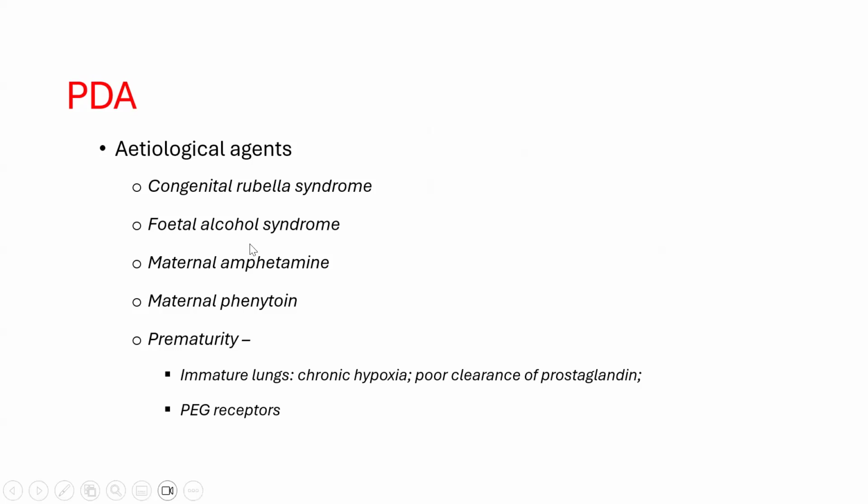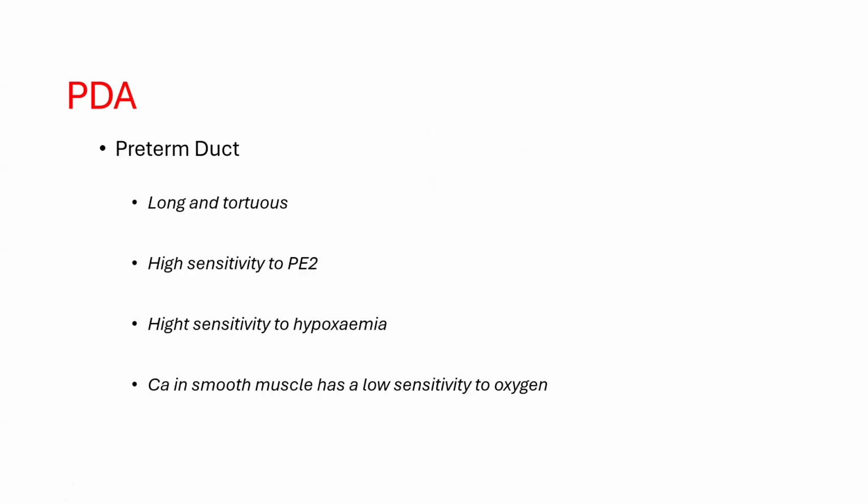So PDAs are commonly associated with congenital rubella syndrome, fetal alcohol syndrome, maternal amphetamine, maternal phenytoin, and then in preterms. So from an adult point of view, fetal alcohol syndrome, so mothers who are drinking alcohol into pregnancy are likely to have children who have PDAs. The mothers who are on amphetamine or phenytoin for seizure disorders are prone to have babies with patent ductus arteriosus.